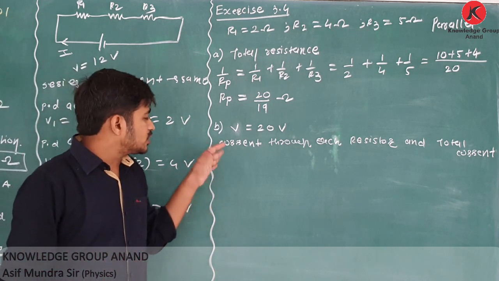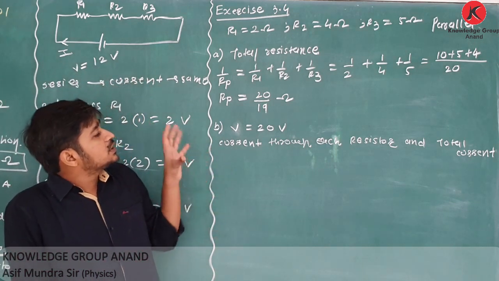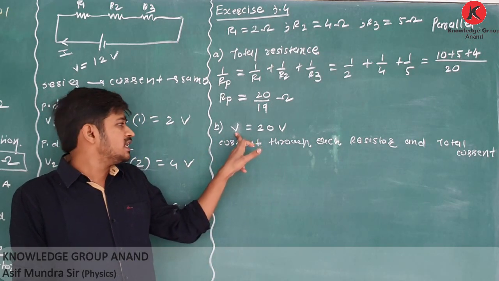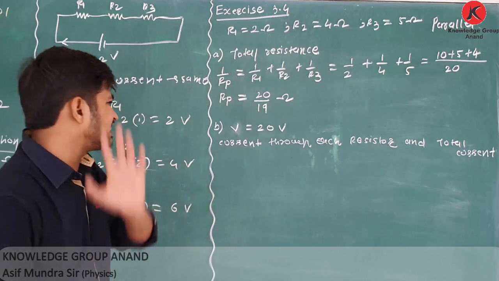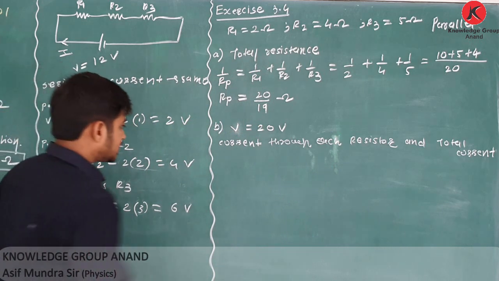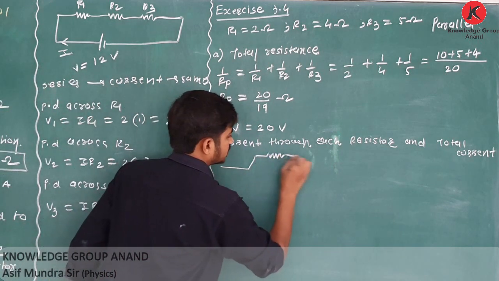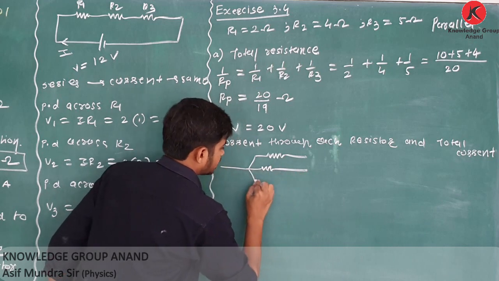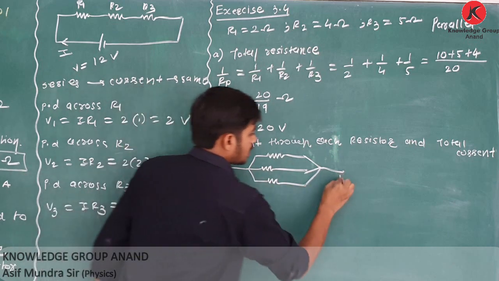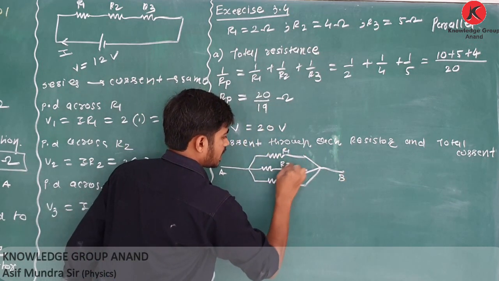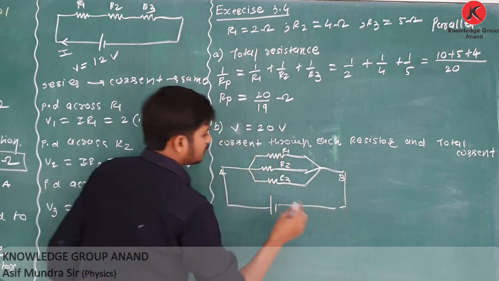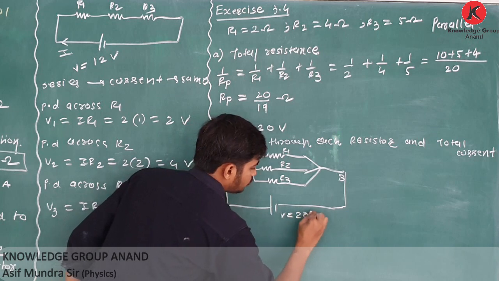Now, question B. Again, if these three resistors which are connected in parallel are connected to a battery having EMF V equal to 12 volt and internal resistance 0, then find the current through each resistor and the total current. See, three resistors in parallel connection, R1, R2 and R3, with a battery of voltage V equal to 20 volt.